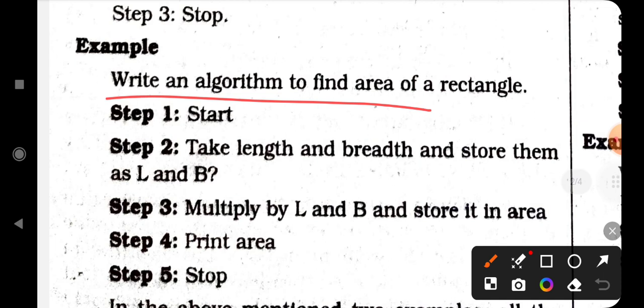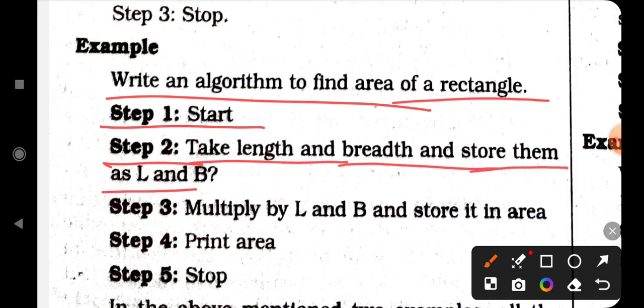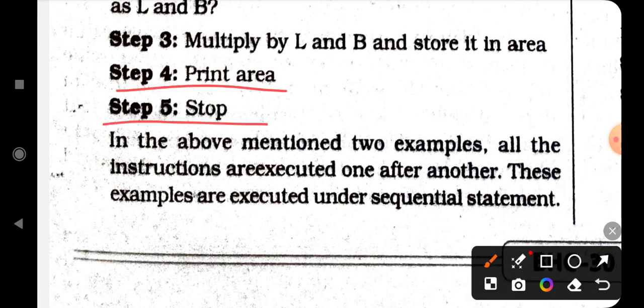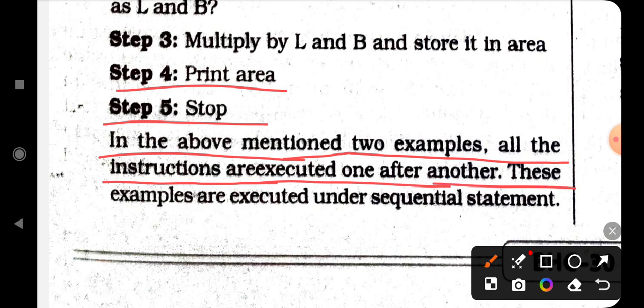Example: write an algorithm to find the area of a rectangle. Step 1, start. Step 2, take length and breadth and store them as L and B. Step 3, multiply L and B and store it in area. Step 4, print area. Step 5, stop. In the above two examples, all the instructions are executed one after another. These examples are executed under the sequential statement.